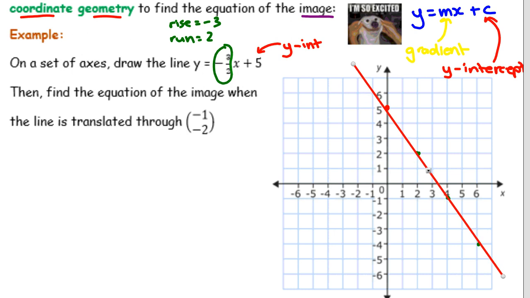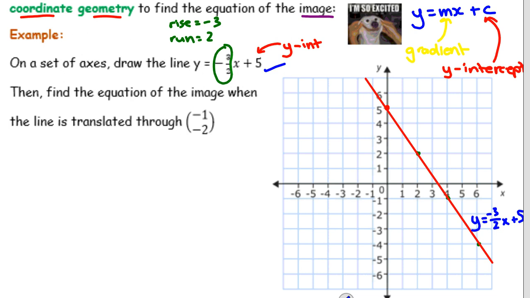A little bit better. And remember back to coordinate geometry, what else do we need to do to make it all nicely presented? We need to label our equation. So let's label our equation. Maybe I'll put it down here. Y equals -3/2x plus 5. Okay, so we've done the first part, tick.